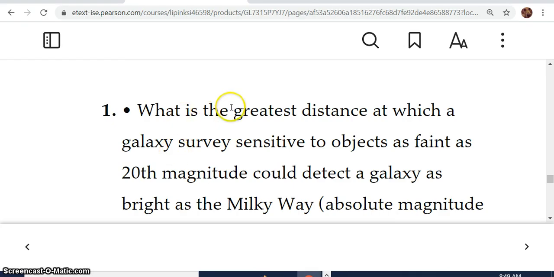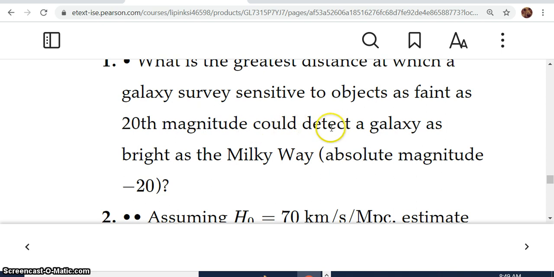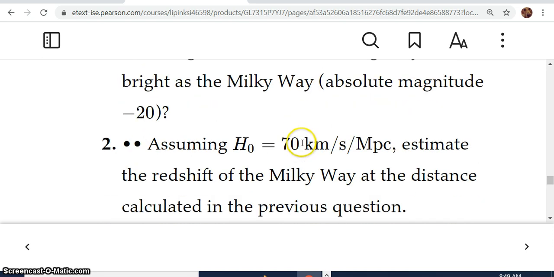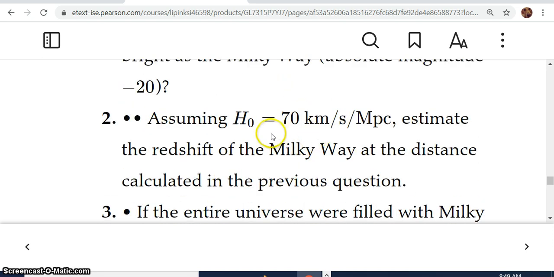Here's number 1. Number 1 and number 2 are related to each other, by the way. Number 1 says, what's the greatest distance at which a galaxy survey sensitive to objects as faint as 20th magnitude could detect a galaxy as bright as the Milky Way, which has an absolute magnitude of -20? Let me read the second one too, because we're going to continue with that one.